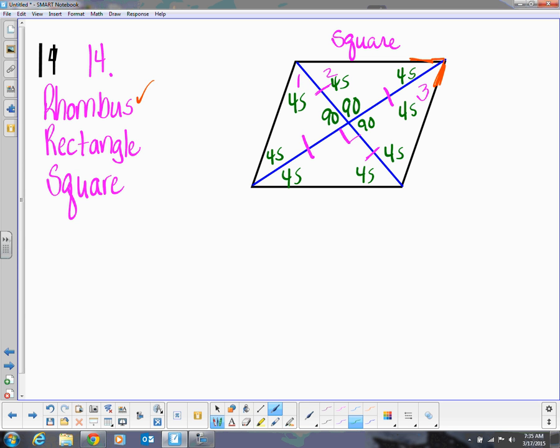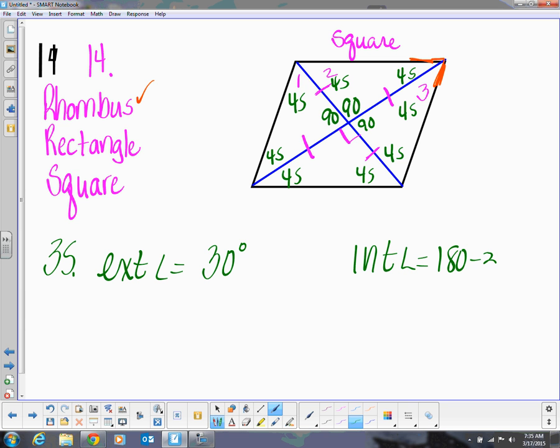You are going to have to find the measure of... okay, they gave us an exterior angle. This is 35. The exterior angle is equal to 30 degrees. How do we get an interior angle? It's going to be 180 minus 30 degrees, which is what?